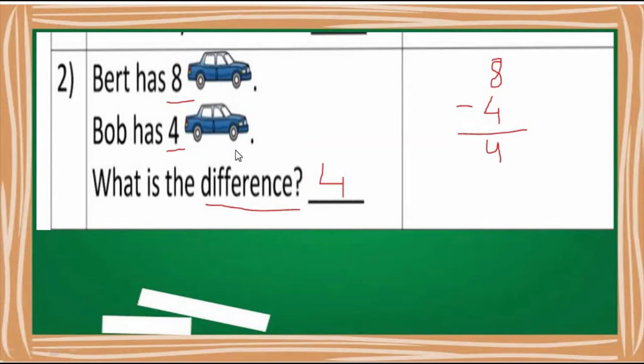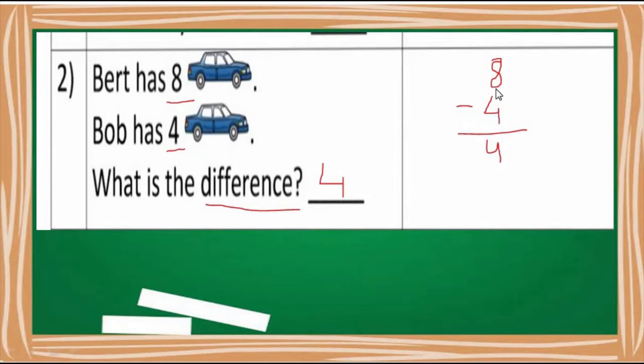Let me explain again that in this sum we have to find out the difference between the number of cars these two persons are having. For that, first of all, we have to make an equation. Look, this is called an equation which we have made.